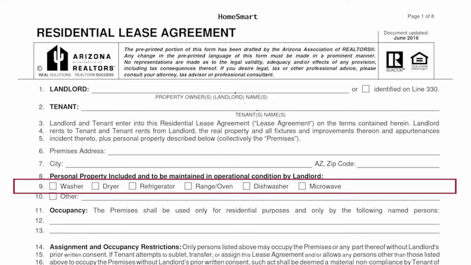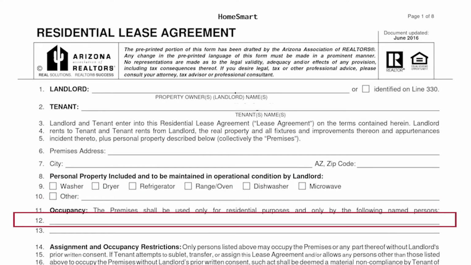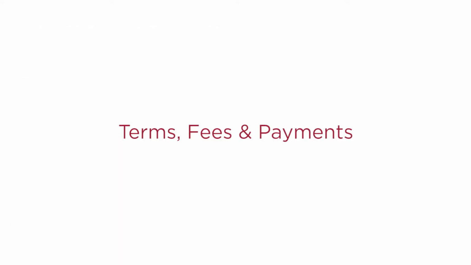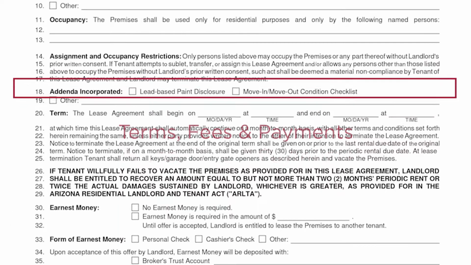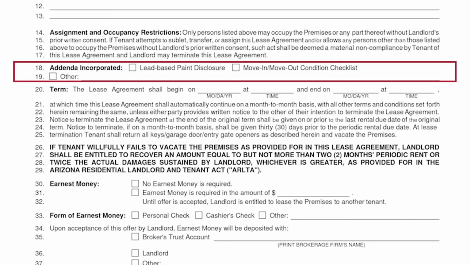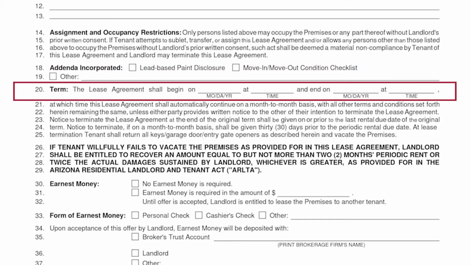Line 9, check a box next to personal property that the tenant is expecting to be left for the tenant's use at the property. Line 12, list the names of all people that will be living at the property. Lines 18 and 19, list any addendums that will be incorporated into the lease agreement. Line 20, indicate the day and the time the lease will begin and end.